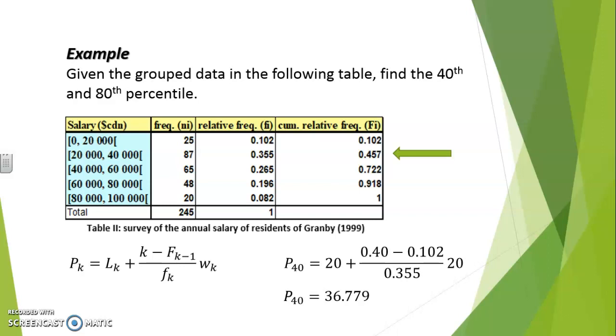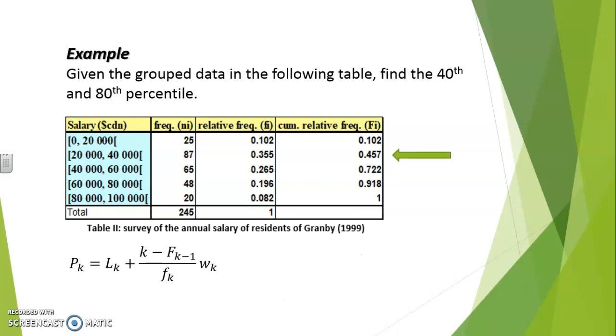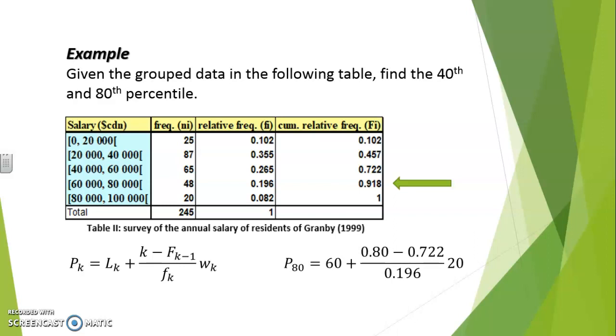When looking for the 80th percentile, we're going to have to look a little bit lower because the first moment when the cumulative relative frequency exceeds 80% occurs by the time we end the fourth class. So in the fourth group, the left bound is 60 or 60,000.